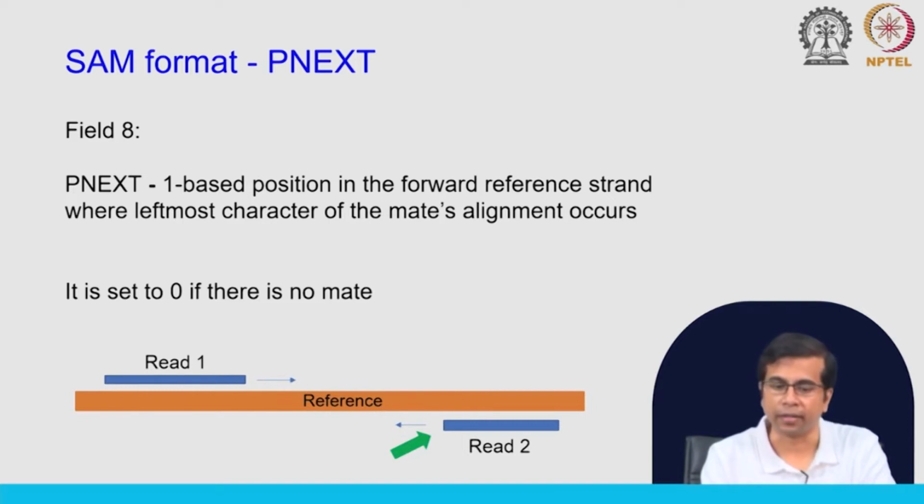If I just highlight this, this is the position that you get. If you have read 1 and read 2, this is the position that will be represented in PNEXT, the coordinate system. Again, this will be some number, as we have seen in the real data in the last class for POS. Here you will also get some number.